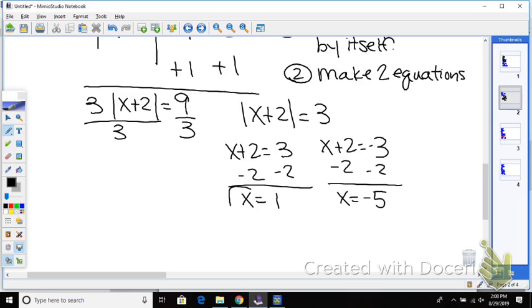Did you get x is equal to 1 and x is equal to negative 5? Yes. Yep. Very good. Okay, questions on equations. Get the absolute value part by itself and set up your two equations and solve.